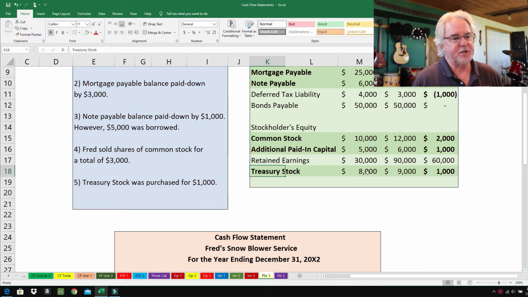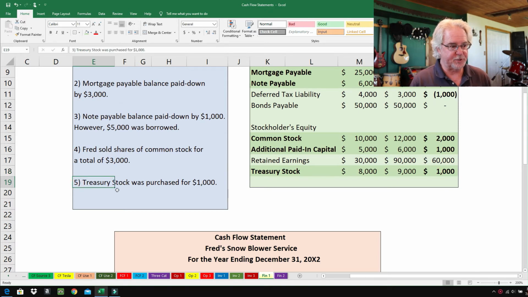Treasury stock. Treasury stock was 8,000. Now it's 9,000. Looks like it gained by 1,000. What the heck is treasury stock? Well, treasury stock is stock that the company buys back off the market. So whenever treasury stock goes up, that means that Fred's Snowblower Service is buying stock off the market. So it costs money to do that. So when you see an increase in treasury stock, that costs money. In fact, we have a note here in regard to that. Treasury stock was purchased for $1,000.